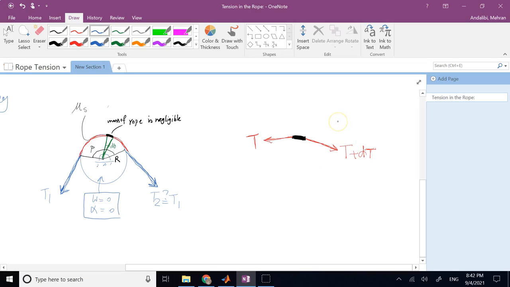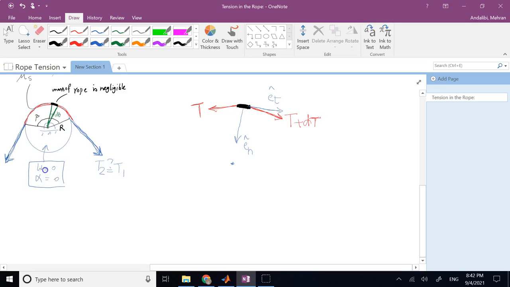Now, there are two directions that we're going to use. One of them is this direction. The other one is this direction, toward the center. This is the center of the disk. This is the N direction, or eN, the normal direction. And this is what? Let me see if I can use one side of it. Let's say if it's going like this, this is going to be eT. Okay, so we are using the normal-tangential coordinates.